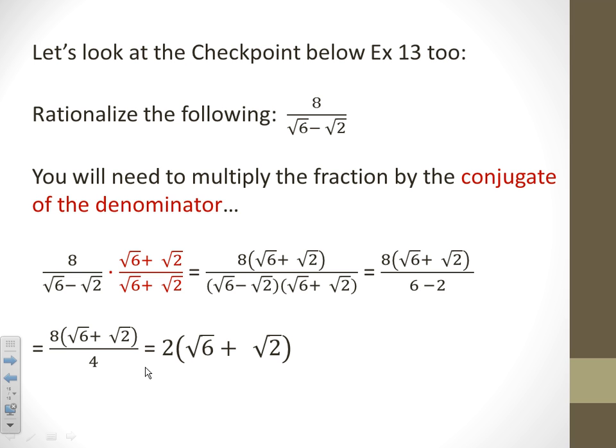But when you have something like square root of 6 minus square root of 2 in the denominator of a fraction, you can't leave them there. And it's not as simple as when you have a single square root, where you can just multiply it by itself to make it disappear. You've got 2 terms down there.